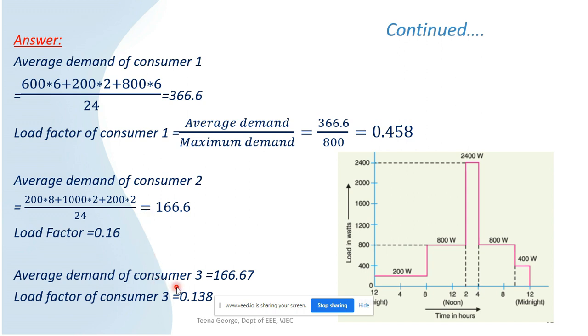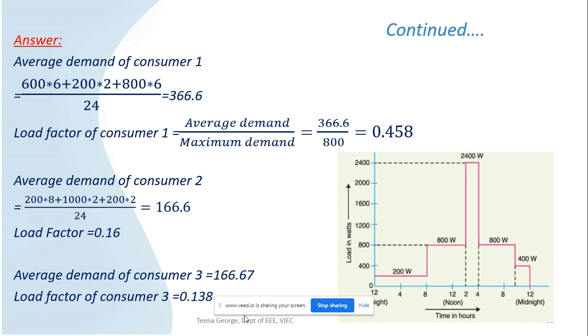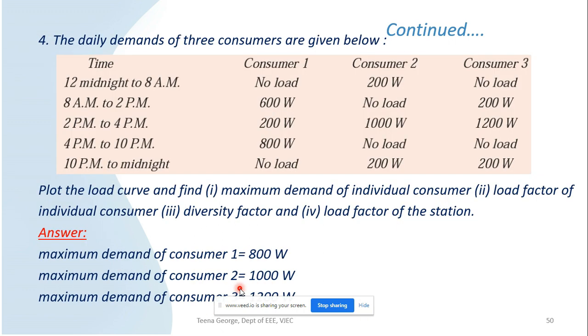Similarly for consumer 3 also we can find it as 0 into 8, 200 into 6, 1200 into 2, 0 into 6, 200 into 2 divided by 24 is the average load, and maximum demand is 1200. We will get the answer as 0.138.